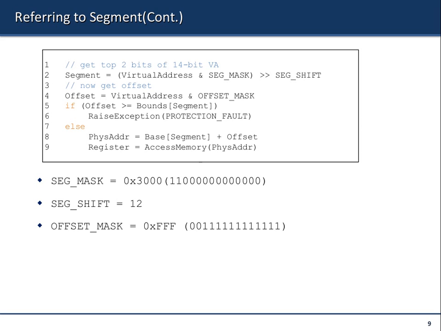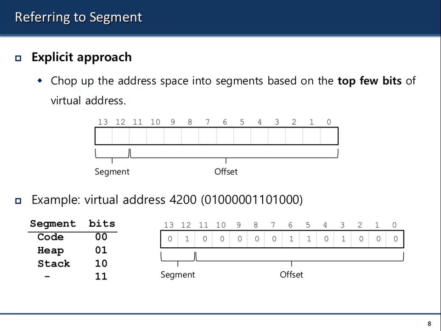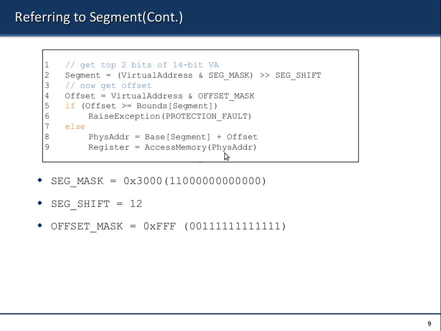And given this explicit mechanism, we can have this code to be able to access the actual memory if you are implementing segmentation. So this is the virtual address, let's say 4200. You simply AND that with the segment mask. The segment mask would be this one. Basically, this is the top 2 bits, you just AND it. You get the top 2 bits, so you zero out everything else at the end. Then you shift it to the right by 12 bits.